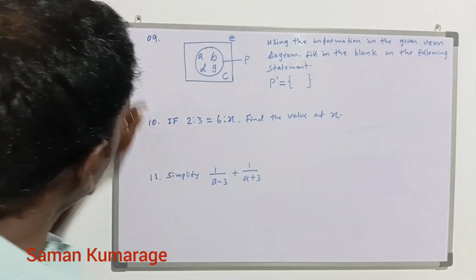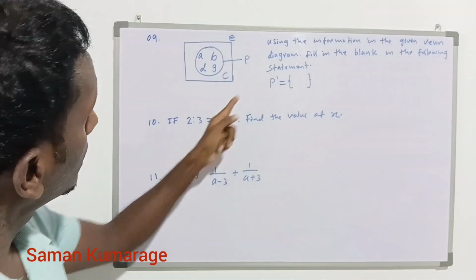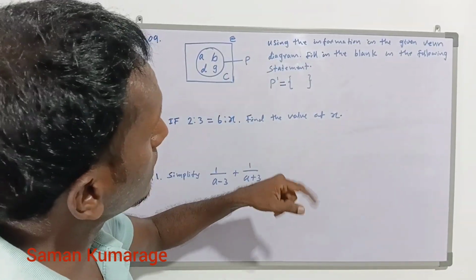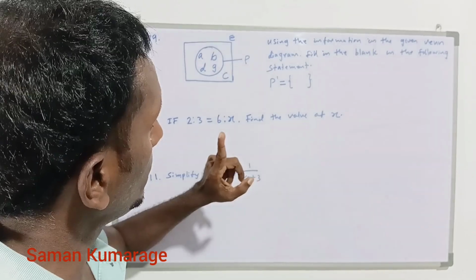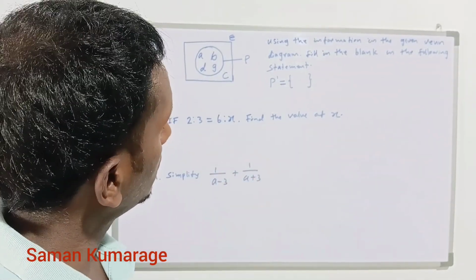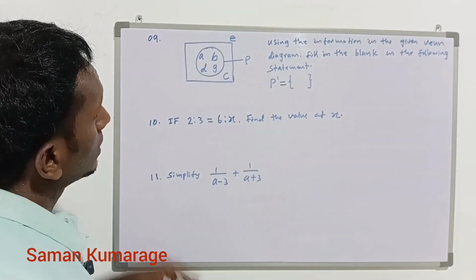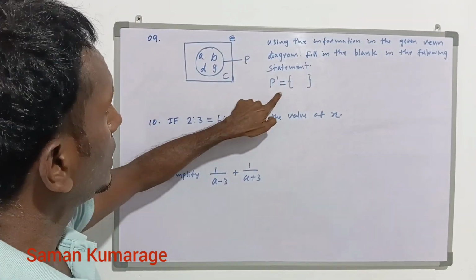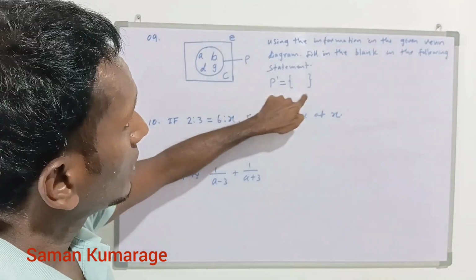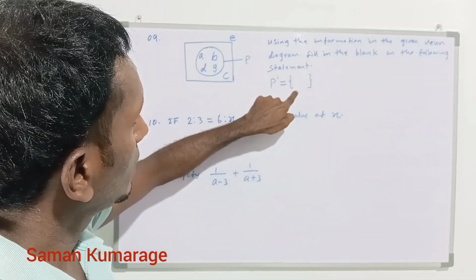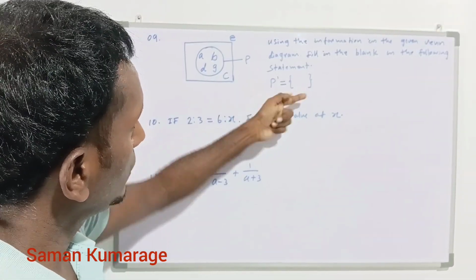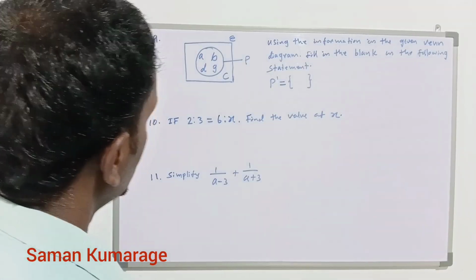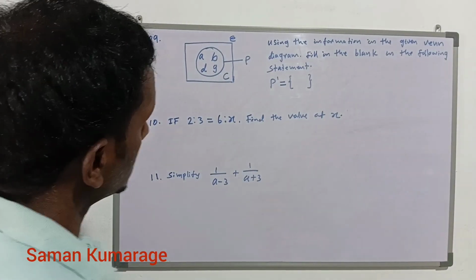Now we are discussing question number 9. Read the question. Using the information in the given Venn diagram, fill in the blank in the following statement. So you can see the Venn diagram and the given statement. There is a space within the curly brackets. You need to fill in the space with the proper answer.